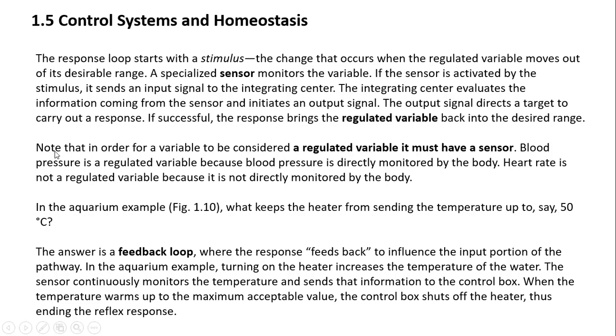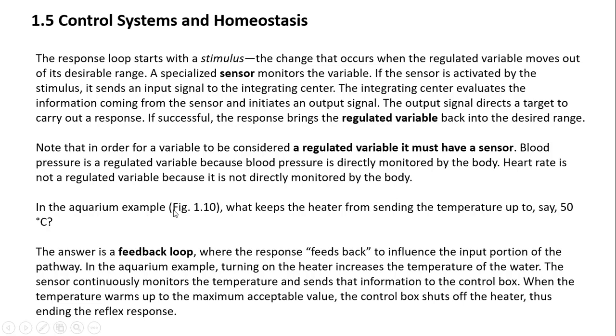emphasize this next point. Note that in order for a variable to be considered a regulated variable, it must have a sensor. So blood pressure is a regulated variable because blood pressure is directly monitored by the body. Heart rate is not a regulated variable because it's not directly monitored by the body. Okay, so we'll be talking mostly about regulated variables, things like blood pressure, blood glucose levels.